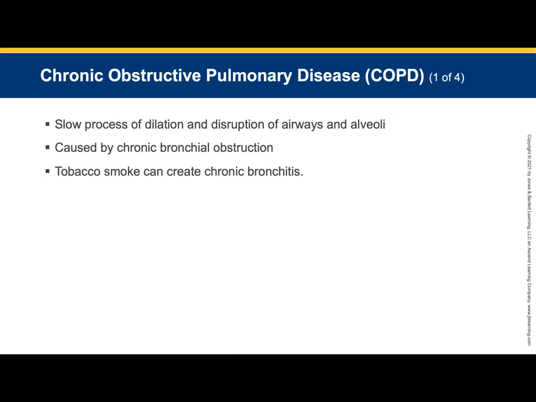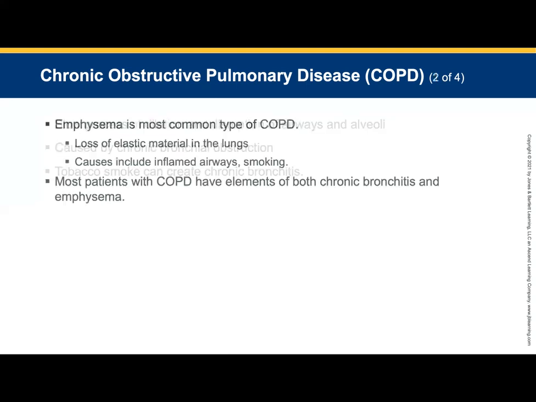Repeated episodes of irritation and pneumonia cause scarring of the lung and some dilation of the obstructed alveoli, leading to COPD. Emphysema is the most common type of COPD. Emphysema is the loss of the elasticity of the lungs as a result of chronic stretching of the alveoli. Smoking can directly destroy the elasticity of the lung tissues. Most patients with COPD have elements of both chronic obstruction of chronic bronchitis and emphysema.